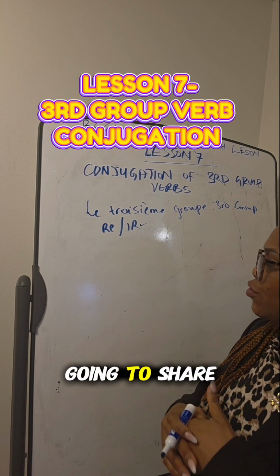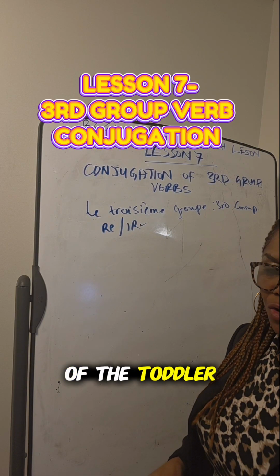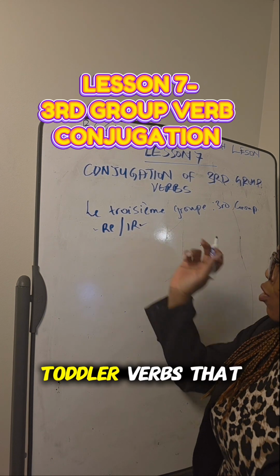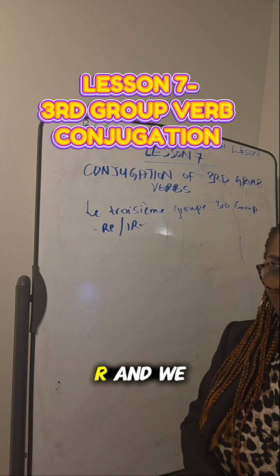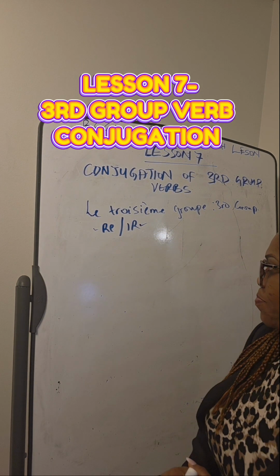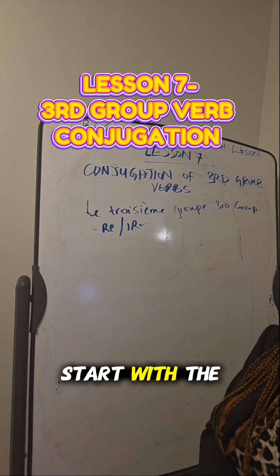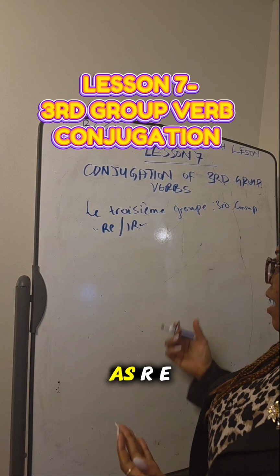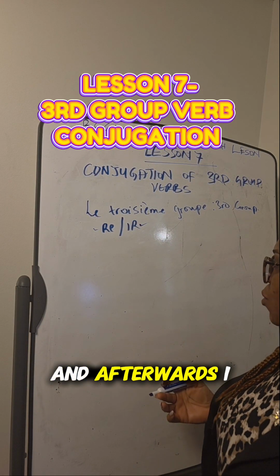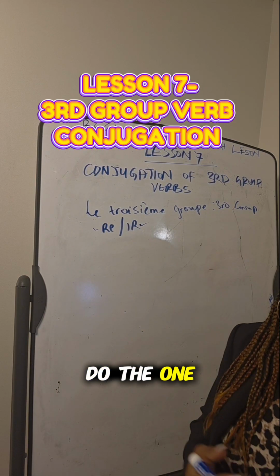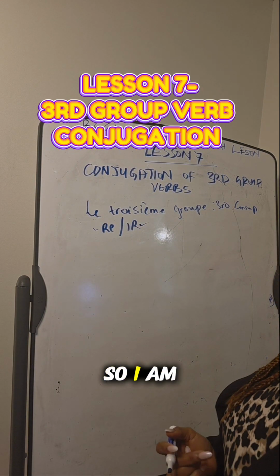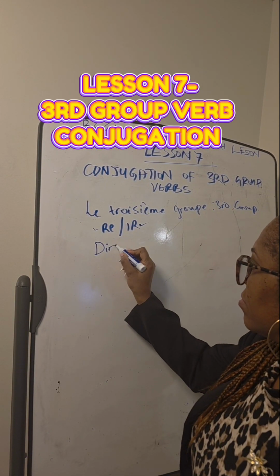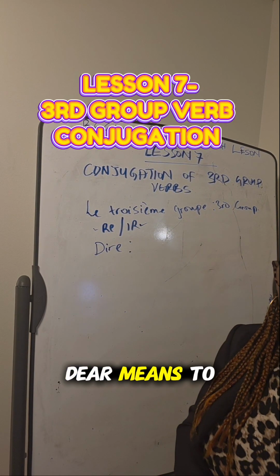I am going to share some examples of third group verbs that have their suffix as RE, and I will also share some third group verbs that have their suffix as IR, and we will conjugate them together. So let me start with the first one. I am going to start with the verb that has its suffix as RE, and afterwards I am going to do the one that has IR. I am going to use the verb dire. Dire means to say.